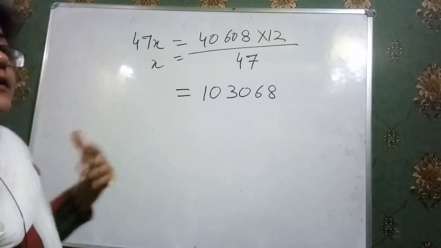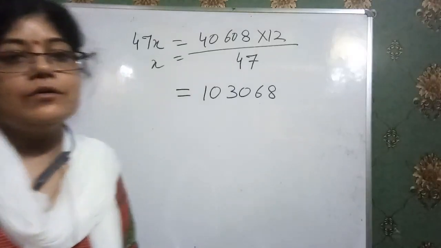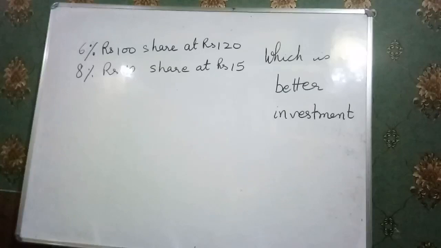Now I am going to take another type of question on shares and dividends. This type of question is asked in examinations very often: which investment is better? The question is written in this form. There is a comparison of two shares. The first share is 6% rupees 100 share at rupees 120. What does it mean? The face value of the share is rupees 100, the market value of the share is 120, and the dividend the company provides on this share is 6%.